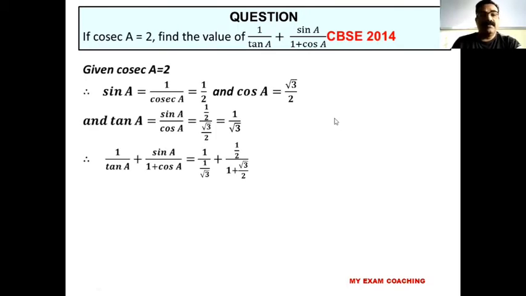What is given? We have cosec A is given to you. So cosec A is 2. But we know sin A is equal to 1 by cosec A. So cosec A is 2 means sin A is equal to 1 by 2. If sin A is equal to 1 by 2, then we can say cos A is equal to root 3 by 2. Then tan A is equal to sin A by cos A, 1 by 2 divided by root 3 by 2, 1 by root 3.